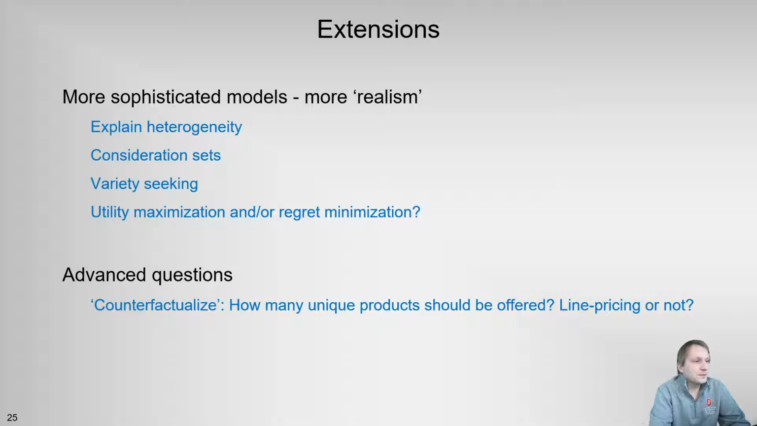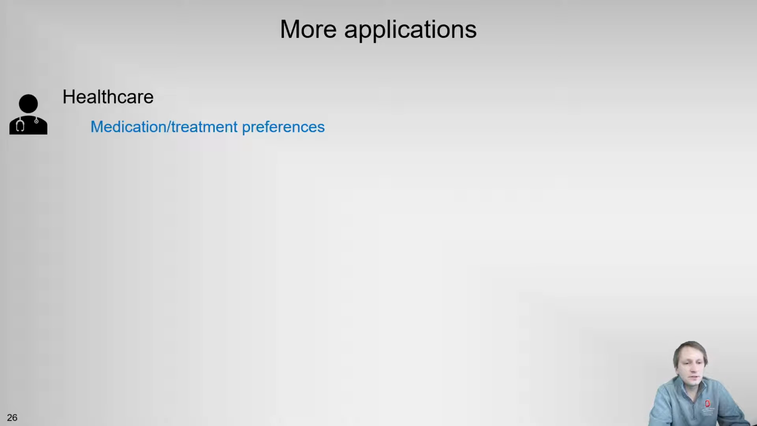Other things might be, how can we do policy simulations or counterfactuals? So, how many unique products should we offer? Right? Can we give up on light pricing or not? And also a little bit more advanced questions that might require a little bit of additional information, but they might still be based on conducting a conjoint experiment. Lots of more applications here to consider. Like in healthcare, you could look at preferences for different treatments, or they can also be applied in litigation to actually see, okay, how much is actually the damage from a patent violation.